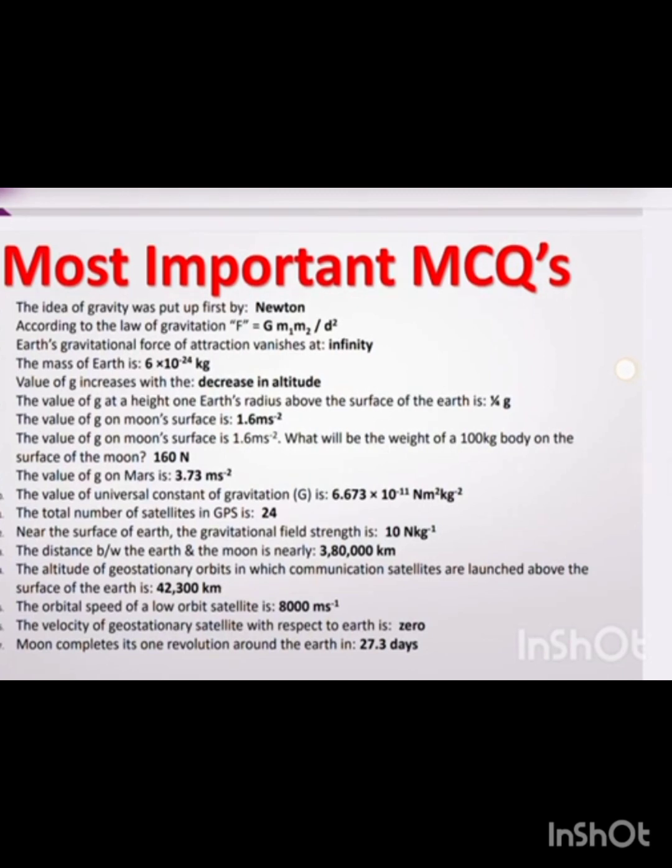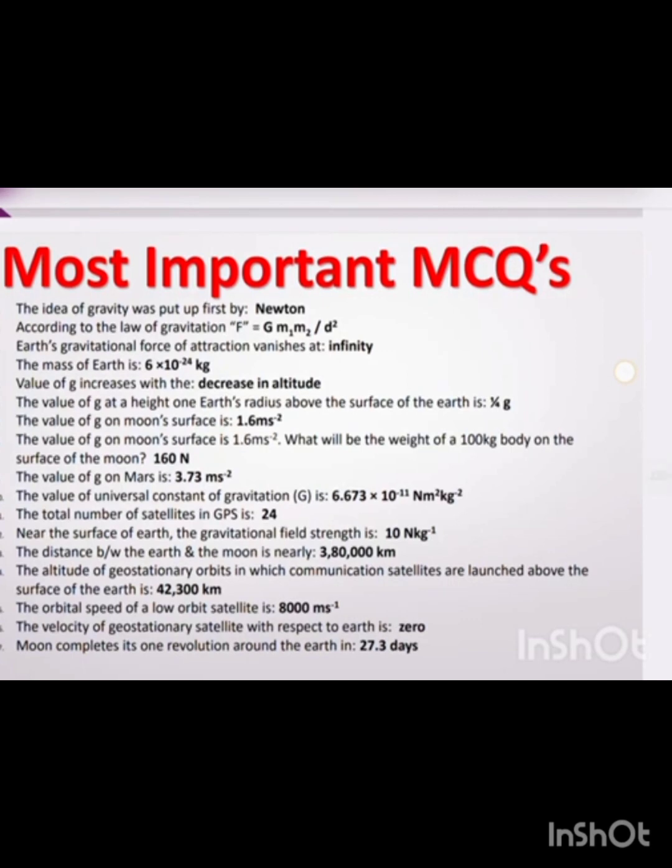The mass of Earth is 6 multiplied by 10 raised to the power 24 kg. The value of g increases with the decrease in altitude. The value of g at a height of 1 Earth's radius above the surface of the Earth is 1/4 g. The value of g on the Earth's surface is 9.8 meter per second square.